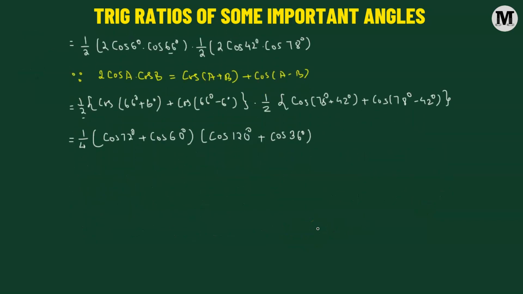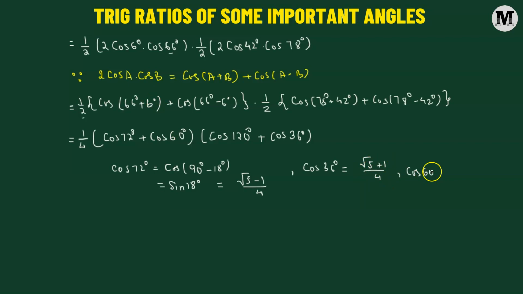Fine. Now, cosine of 72 degrees is actually equivalent to sine 18 degrees. The reason is we can rewrite 72 degrees as 90 degrees minus 18 degrees, and cosine of 90 minus theta is nothing but sine theta. So that means we have sine 18 degrees, and this has a standard value of square root of 5 minus 1 divided by 4. And then we have cosine of 36 degrees. That also has a standard value given by square root of 5 added to 1 divided by 4. Cosine 60 degrees is positive half, and cosine of 120 degrees is negative 1/2.